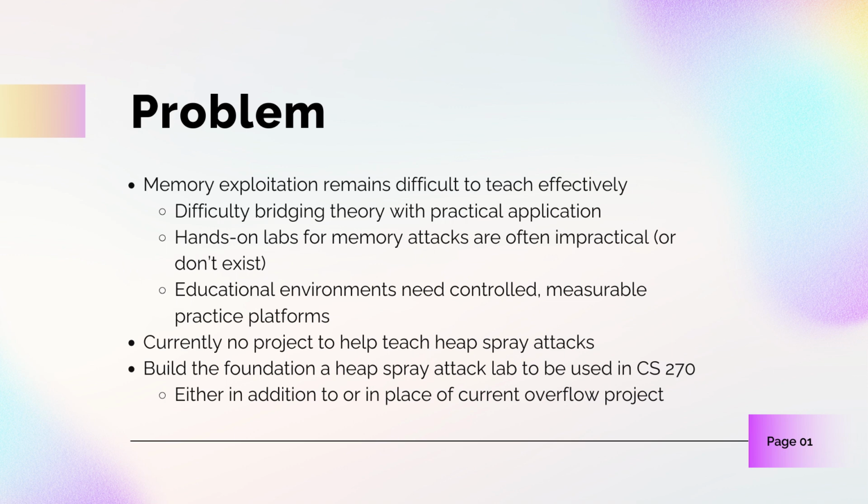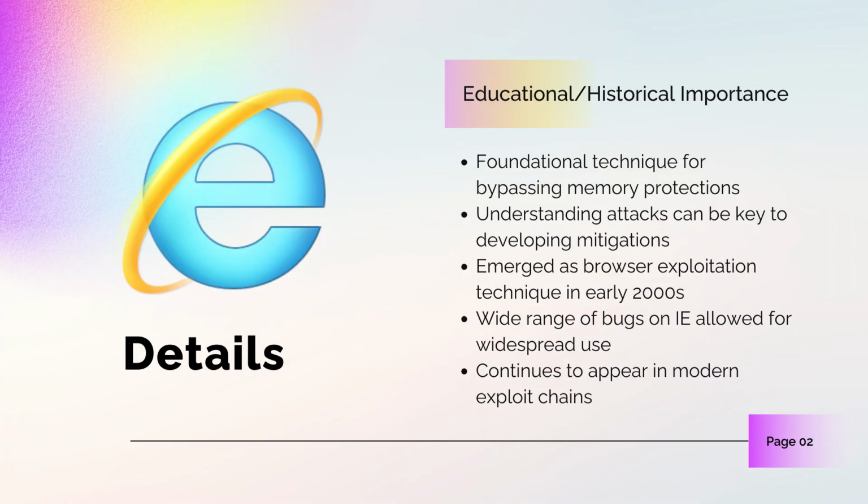The intentions for this lab are to either supplement the current buffer overflow project or to potentially replace it in the future to offer students a more comprehensive understanding of modern exploit techniques. Heap spraying is a foundational technique in the domain of memory exploitation. It emerged in the early 2000s primarily as a browser exploitation technique, revolutionizing how attackers approached memory corruption vulnerabilities. Understanding this technique, and other techniques in general, is crucial to properly defending against them.